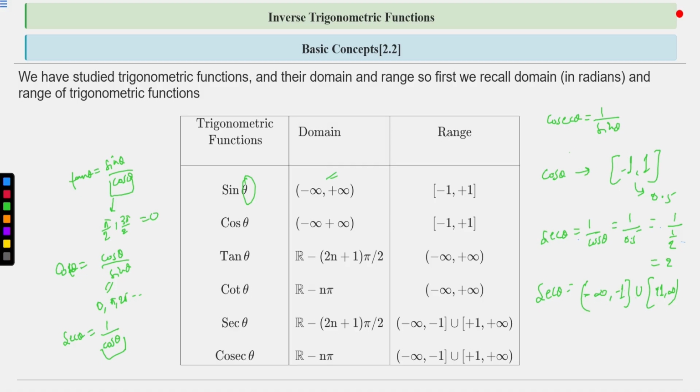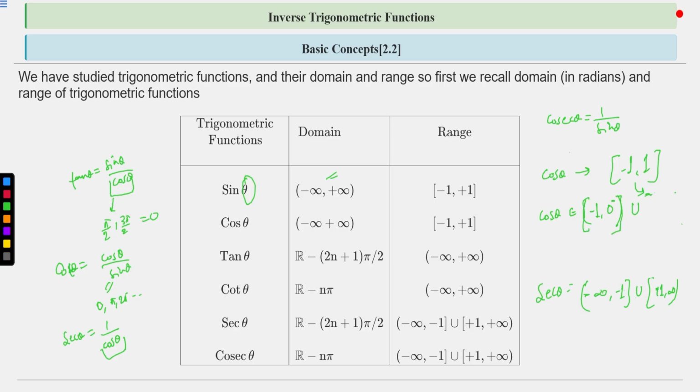Got it? Also, you can write it in this way. The range of cos theta is -1 to 1, right? So you can write cos theta belongs to -1 to 0 minus, union 0 minus will be included.